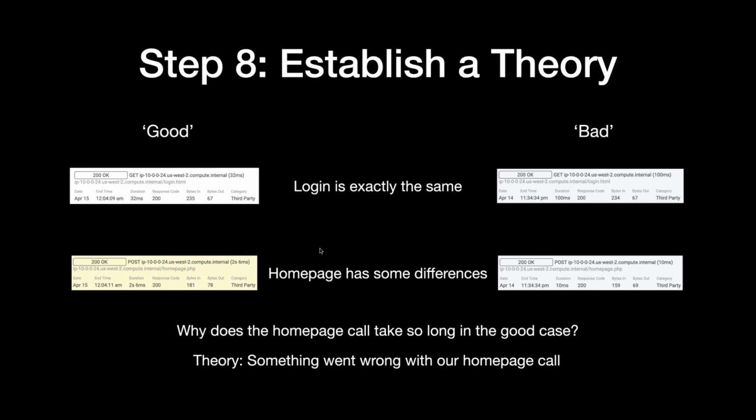The homepage call is more interesting. There's a clear difference here. Like something is obviously different, but let's look in detail what that is. So if I look at this, the difference seems to be this duration. So the good call took about 2 seconds and the bad call took only 10 milliseconds. So on the surface, how does that solve our problem?